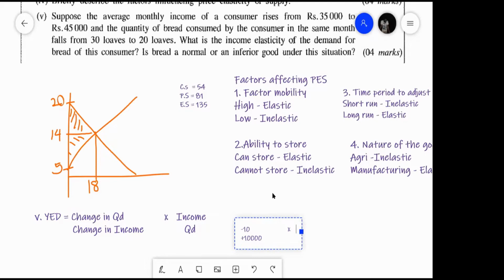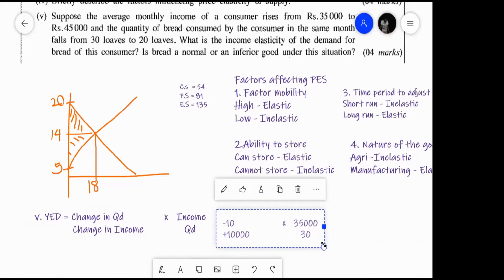If you put average income, guys, 35,000 plus 45,000 divided by 2, you should put 40,000. Or else you can put the initial income, so 35,000 and the initial demand of 30. Or else you can put the average, even that is correct: 40,000 and 25. When you calculate, whatever method you use, how much do we get as an answer for income elasticity of demand?